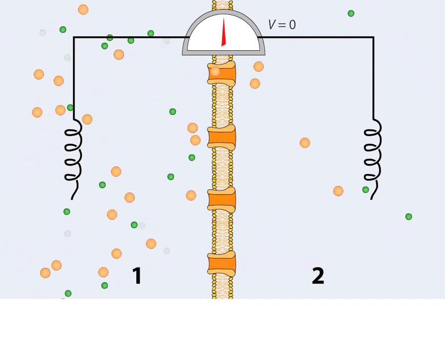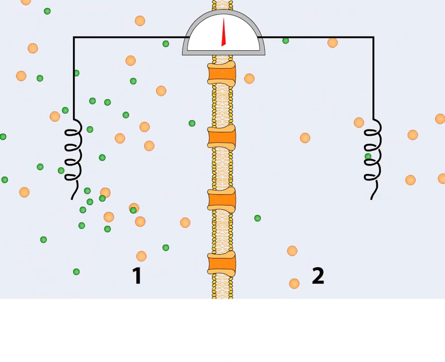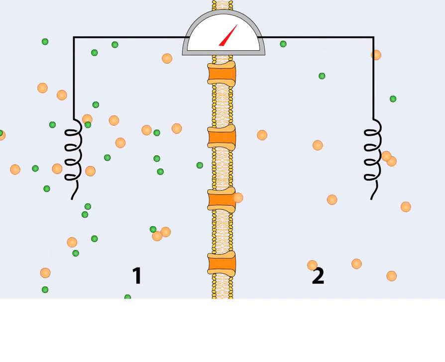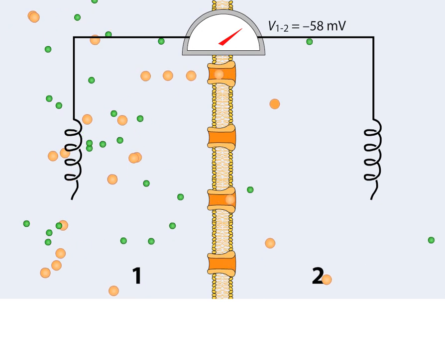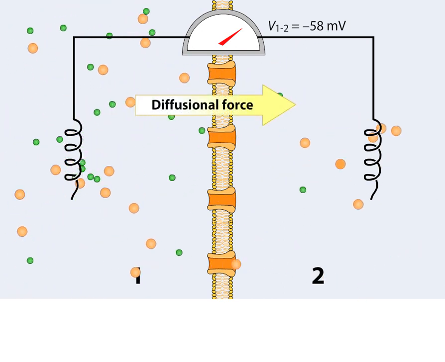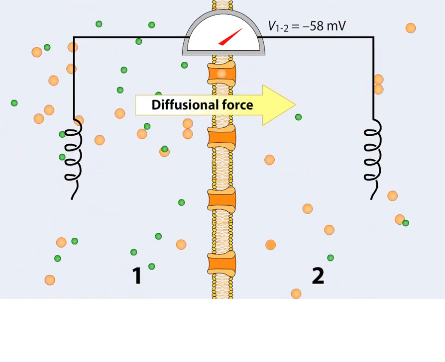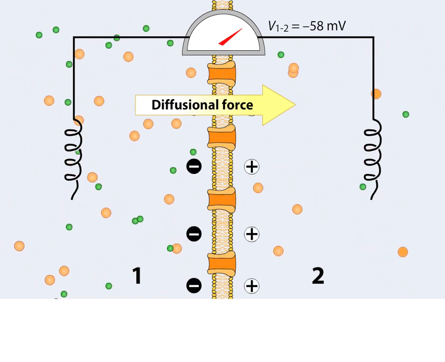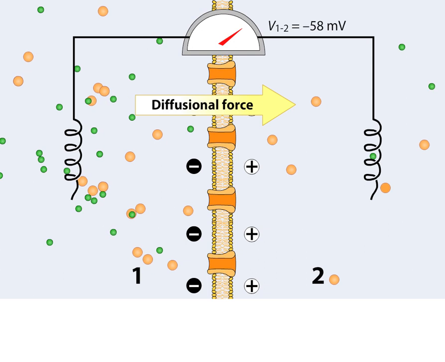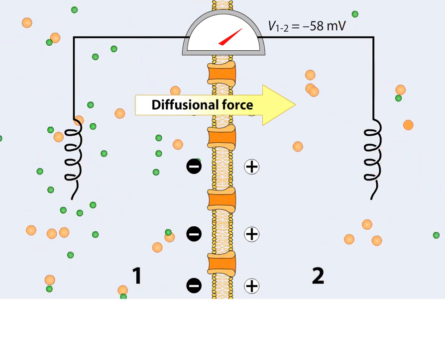However, if the concentration of potassium is not the same on the two sides, then an electrical potential will be generated. This potential is generated because potassium ions flow down their concentration gradient from compartment 1 to compartment 2 and take their electrical charge, one positive charge per ion, with them as they go.